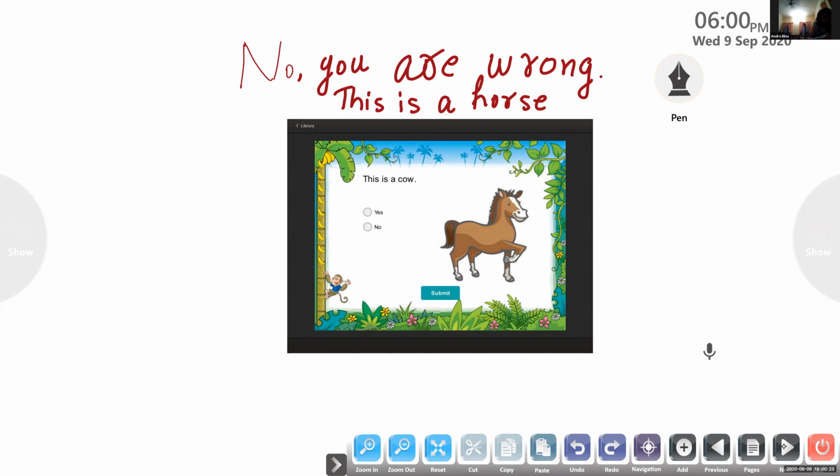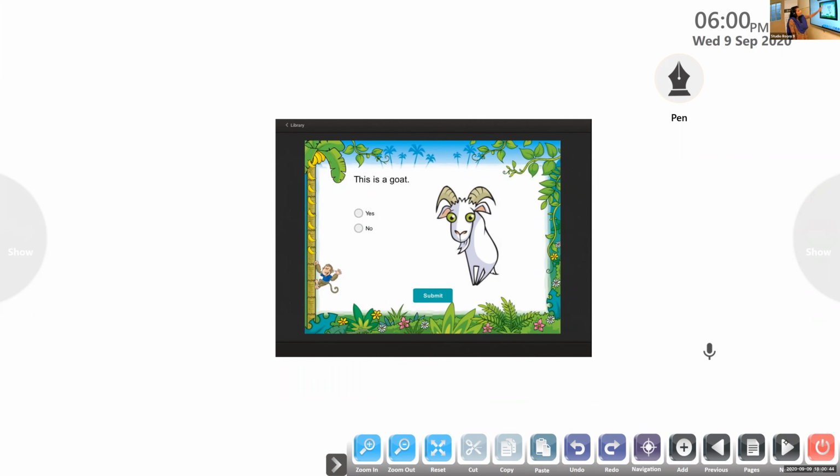This is a horse. This one. This is a goat. Do you agree with this? This is a goat. How do you say that then? This is a goat. No, I asked you to say this. You are right. Exactly.